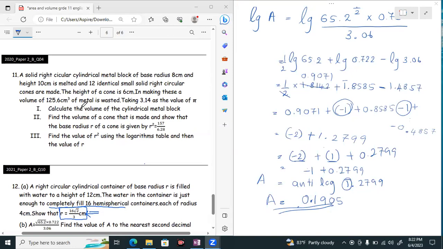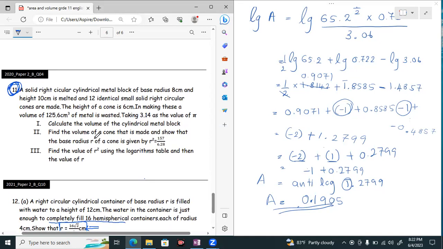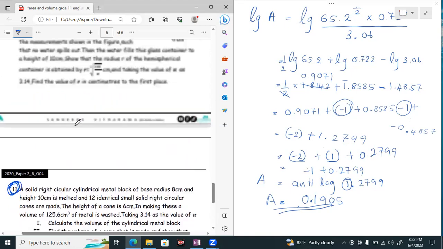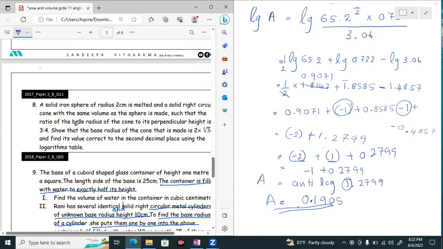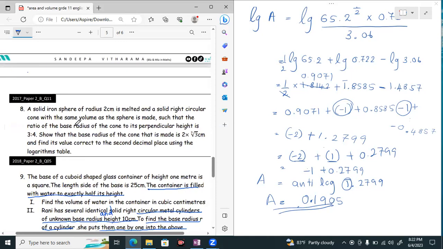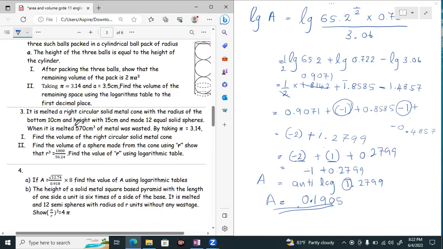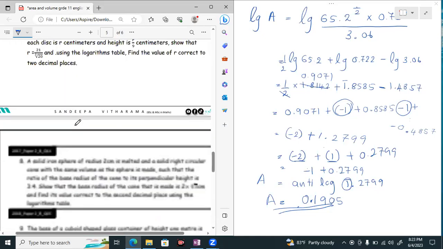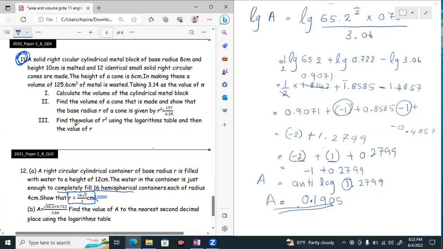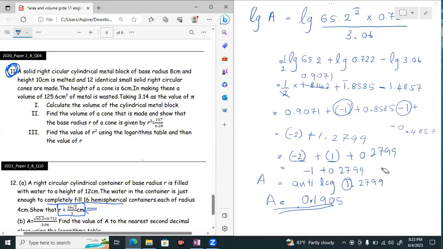I think I haven't discussed the 2020th paper question. Please solve this one also. This is not relevant to what we discussed today, but it is better to try this one. Okay, try this too. I think we have solved everything in our tutorial. If there are any you haven't done, do them on your own and send me the answers. I will check and let you know. As the last question, try to do the 2020th question.